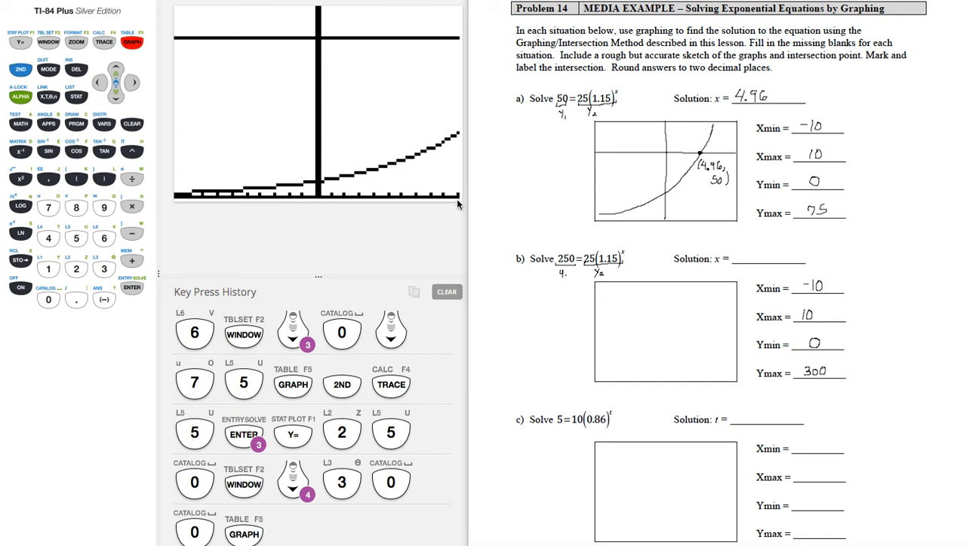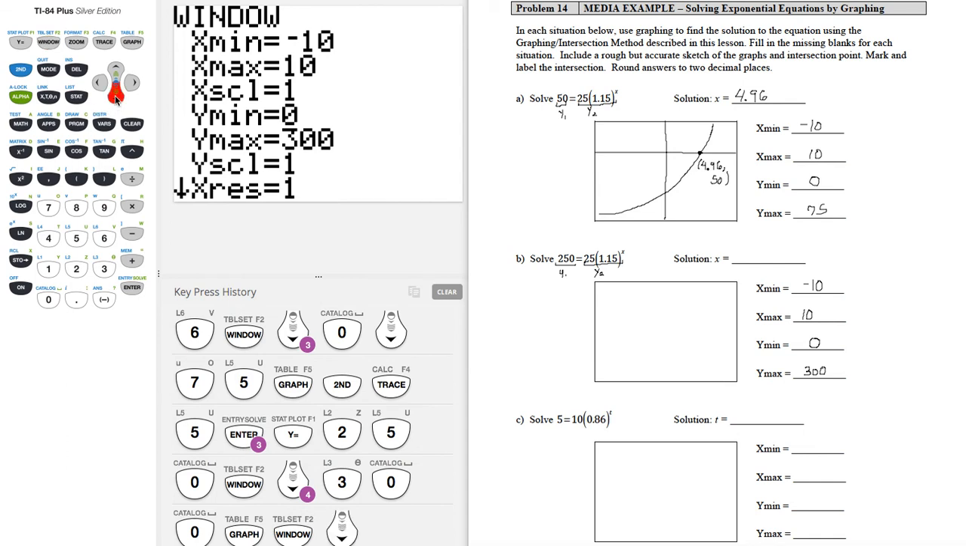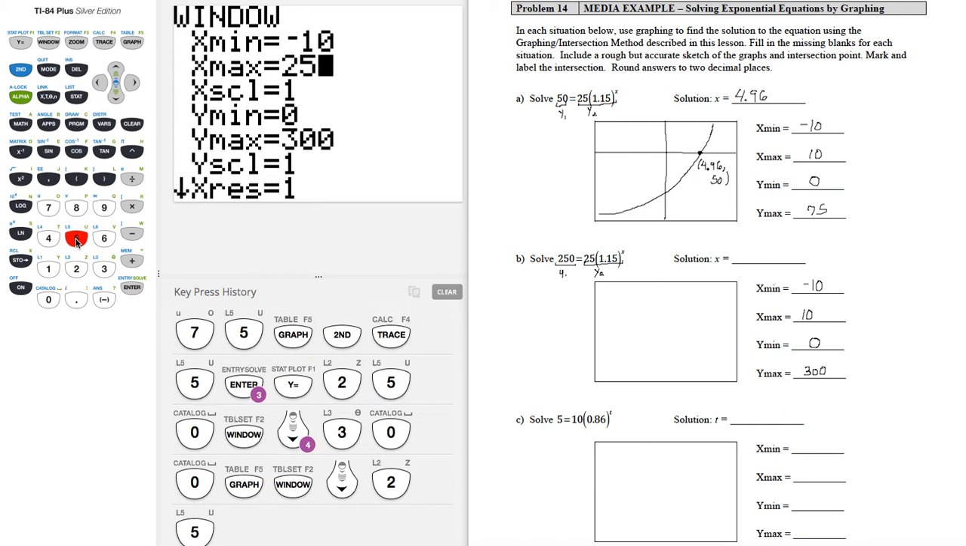This graphing window goes to 10, so I need to extend my x max so that I can see where the outputs are going to intersect with y equals 250. So I'm going to go back to my window and I'm going to change x max to 25. My standard approach is to start at 10. If 10 doesn't work for x max, I go to 25, 50, 100, etc.